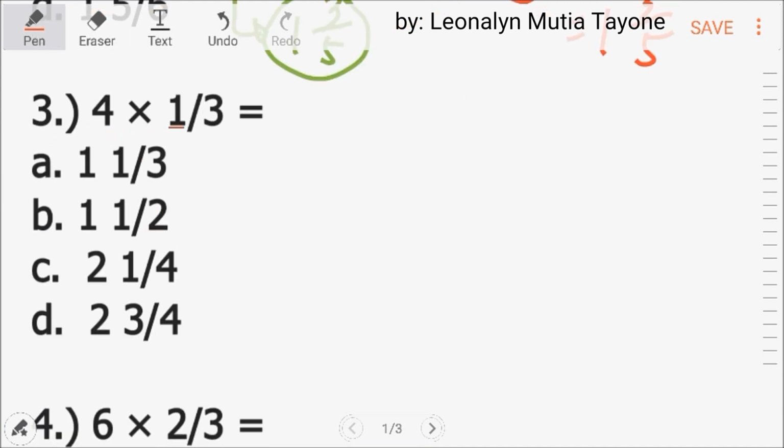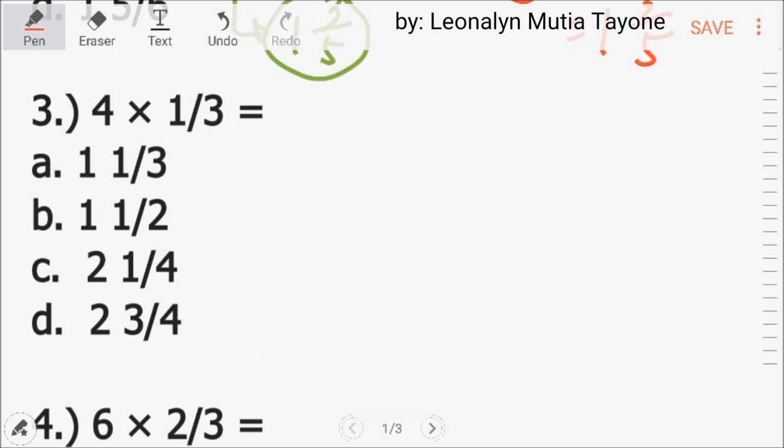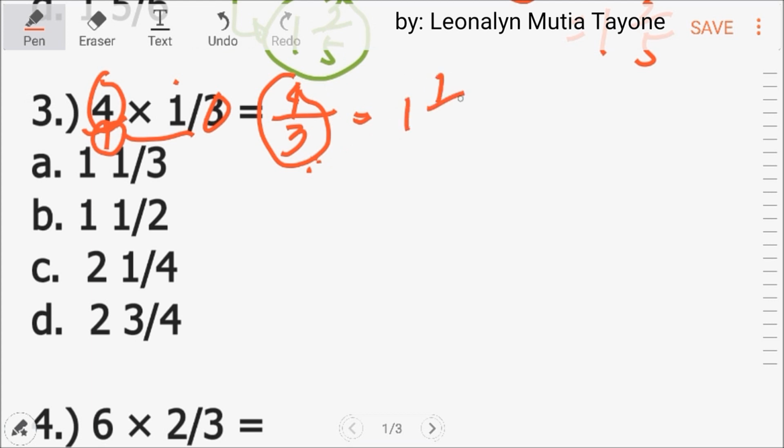Number 3, 4 times 1/3. We are multiplying, so we just multiply this whole number. This is already considered as the numerator, because all whole numbers have an automatic denominator of 1. So 4 times 1 equals 4. Then 1 times 3 equals 3. 4/3. From an improper fraction, we make it a mixed number, which is 1 and 1/3.